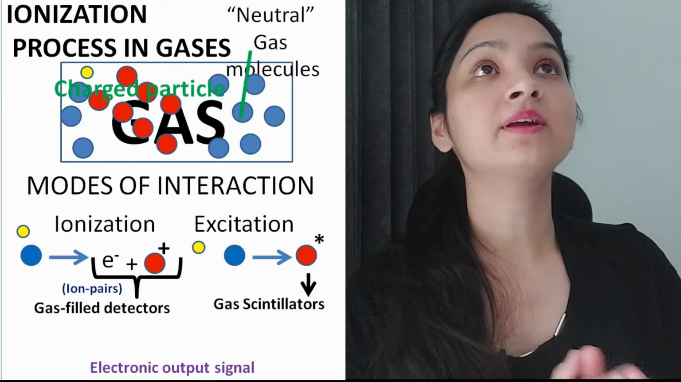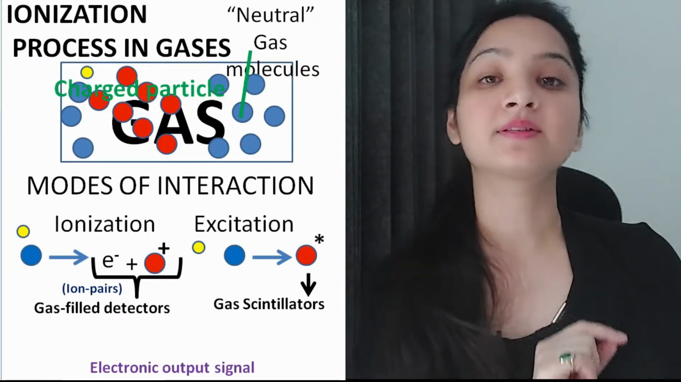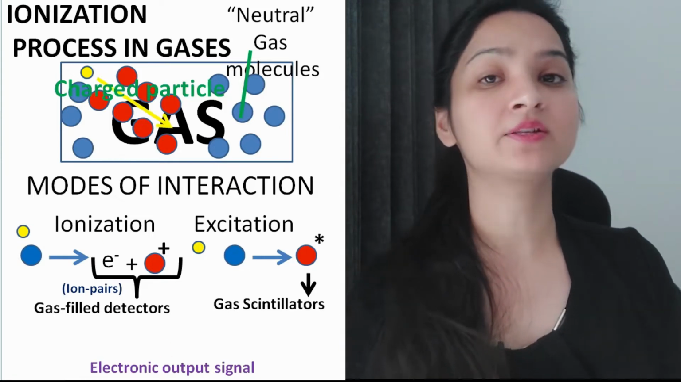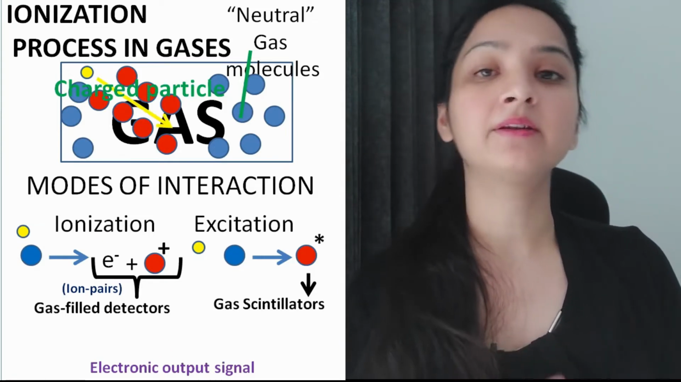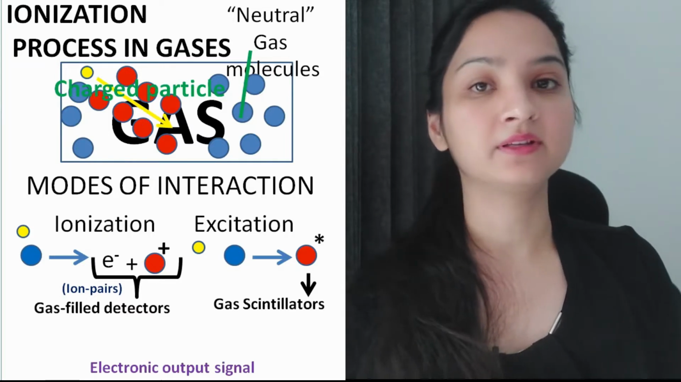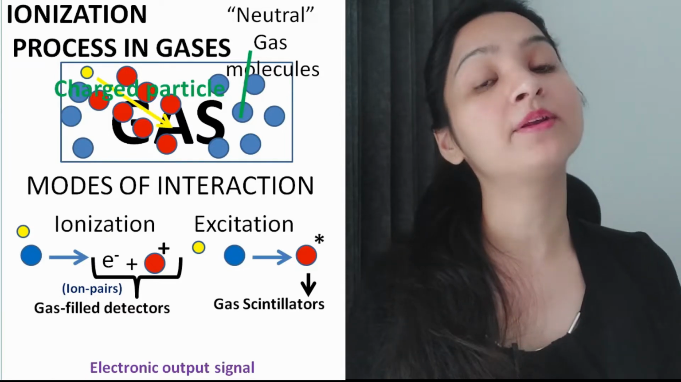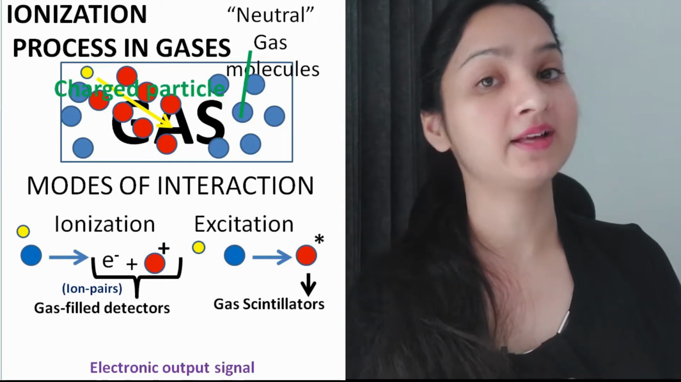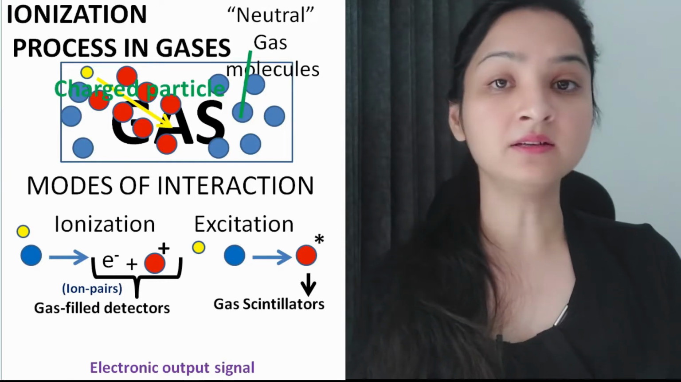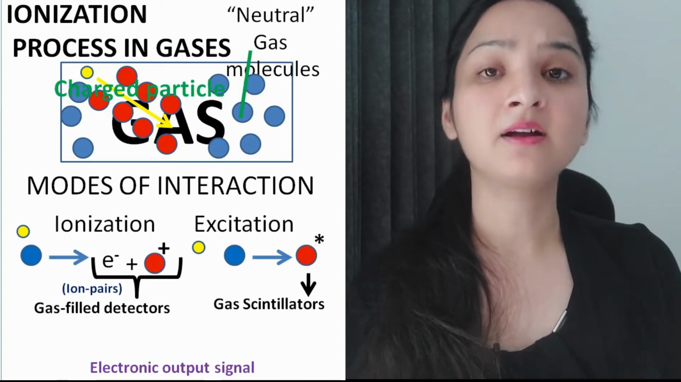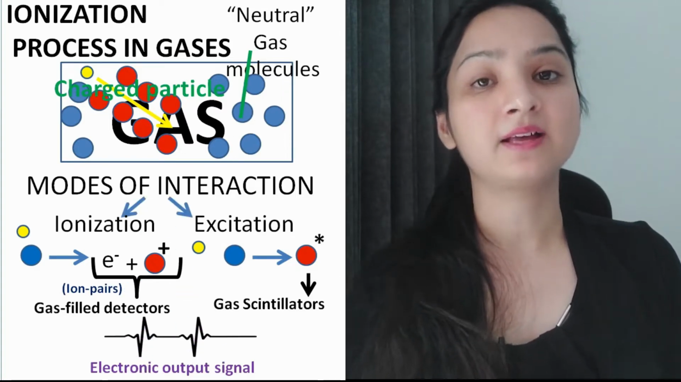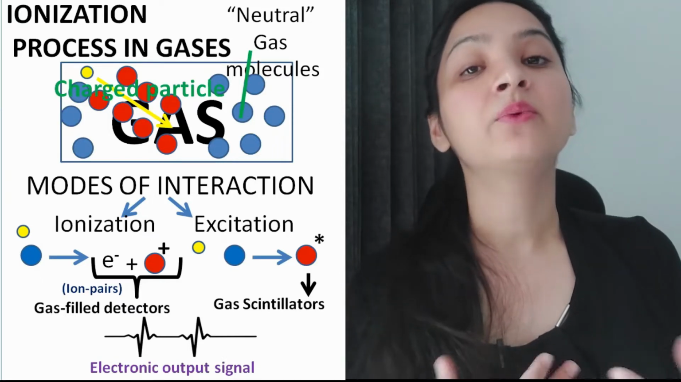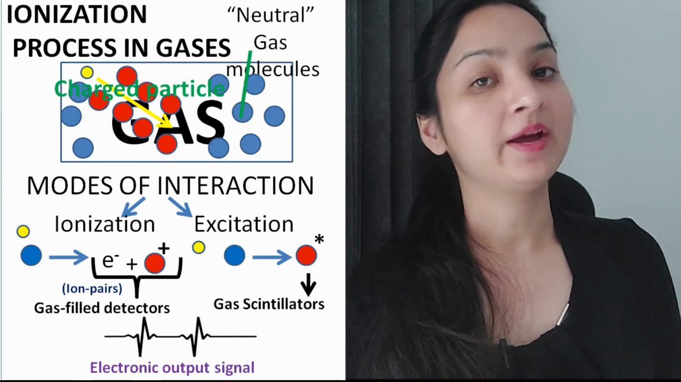So now talking about the ionization process in gases. Now you know that you have a charged particle, the incident charged particle, and you have a detector in which you have some gas filled in it. Now this charged particle, upon entering the gas, will either cause excitation or ionization, as I already discussed earlier. So these are the two processes that can occur. The neutral gas atom or molecule can get excited, or it may result in the formation of ion pairs.